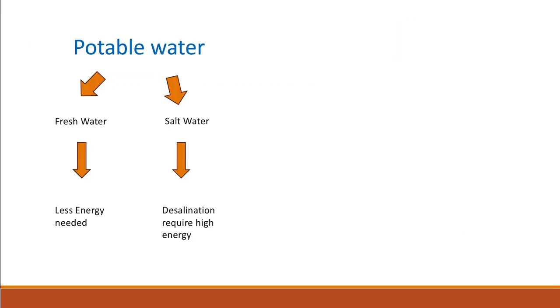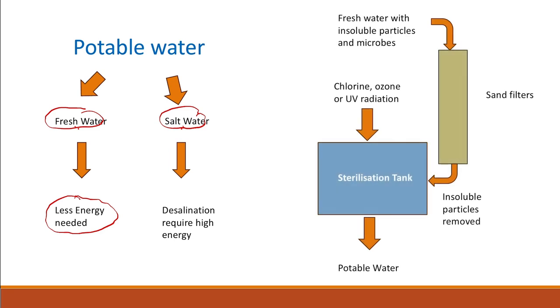So potable water can be obtained from fresh water or from salt water. Obtaining potable water from fresh water needs much less energy, but from salt water, it's a process called desalination, which requires high energy. So let's start with the process of obtaining potable water from fresh water. There are two stages. Fresh water contains some insoluble particles and microbes.